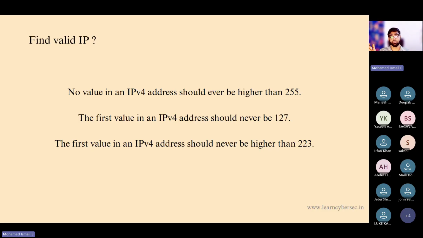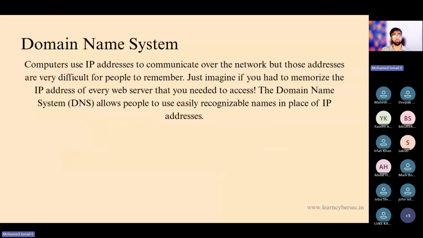The first value in an IPv4 address should never be 127 because 127 is reserved for loopback. If you see 127, that is also not a valid IP address. The first value in an IP address should never be higher than 223 because above 223 is reserved for other purposes. So any public IP address will never start with 224 or 240 or something like that, because 223 is the maximum available for public IP addresses. With this logic, because we are all human, we can easily understand and apply these controls and limitations while answering questions. You can figure out the right IP address in the upcoming multiple choice questions.